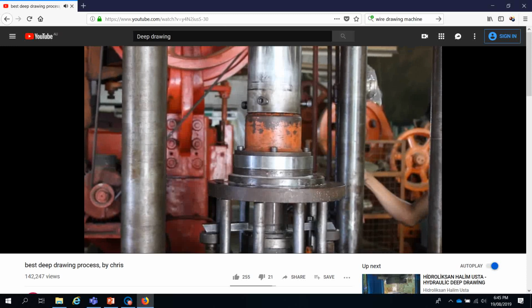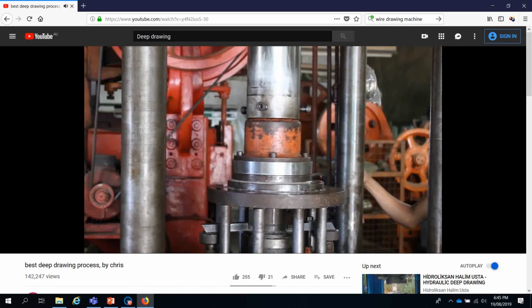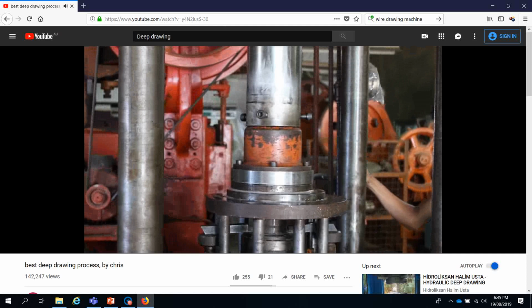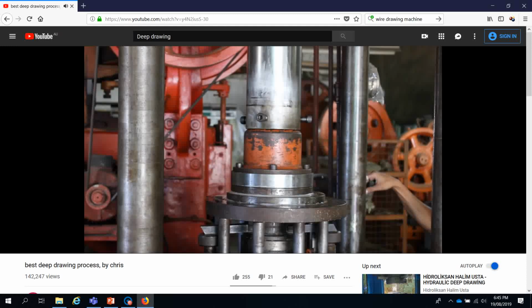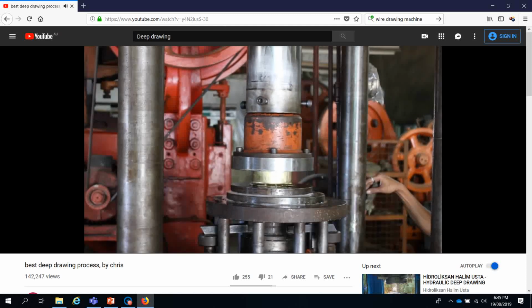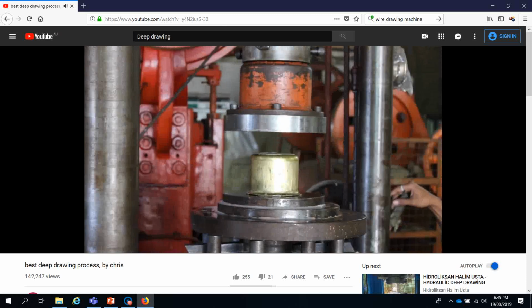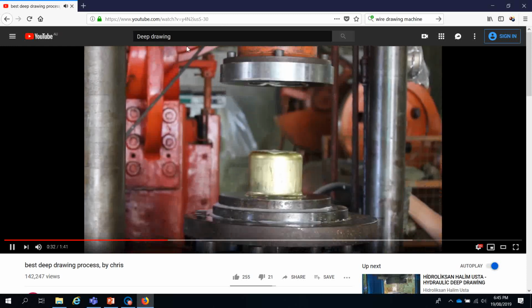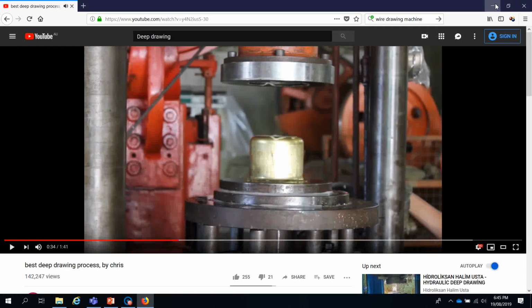Okay, now other processes will be done, but not using a rotating or moving part like what we had earlier. Simply, we are going to use another energy form, which is a high energy rate, to form the shape. And this can be the explosive forming, the electrohydraulic forming, and the electromagnetic forming process.